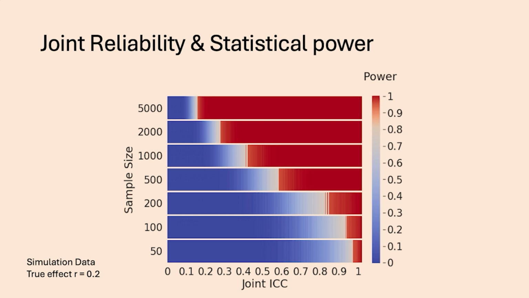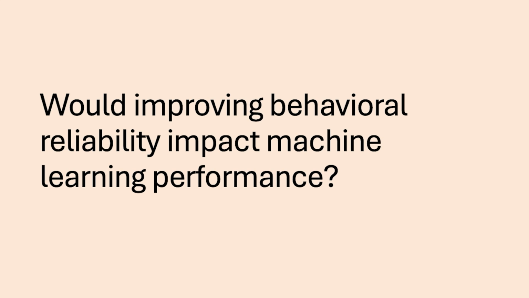a 0.2, you'd be well powered to discover your true effect at a sample size maybe of 200. But if your joint reliability is lower, say like 0.2, you need thousands of subjects. Note that at some point, if your data is poor quality enough, having thousands of subjects is not going to help you at all.